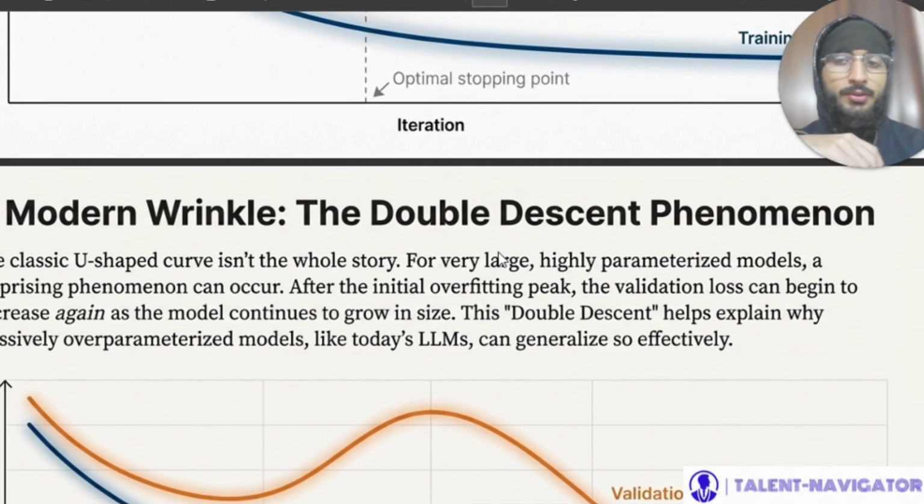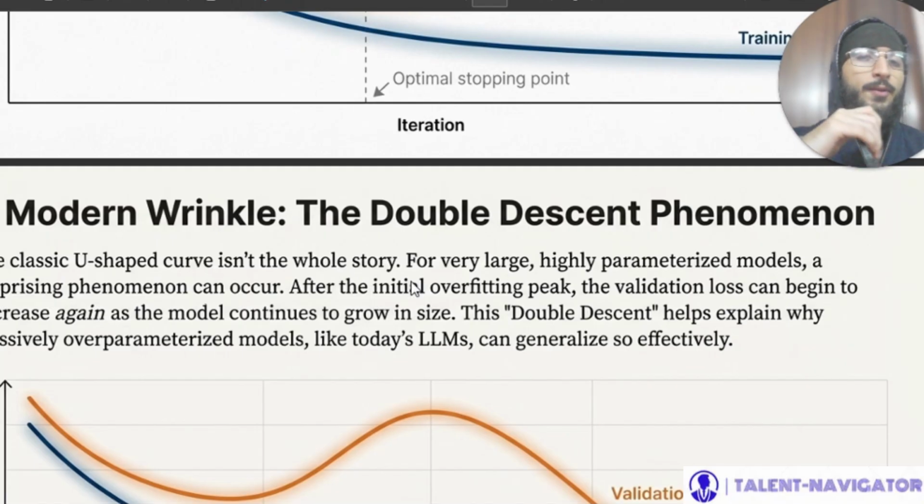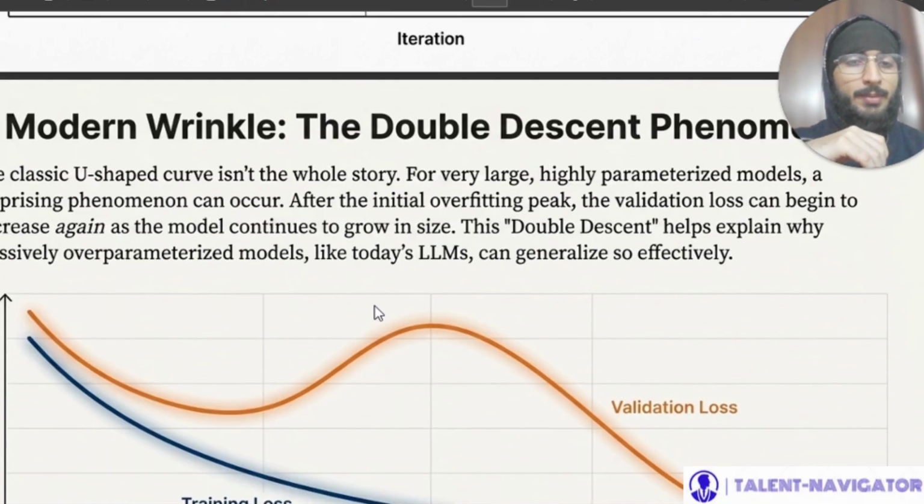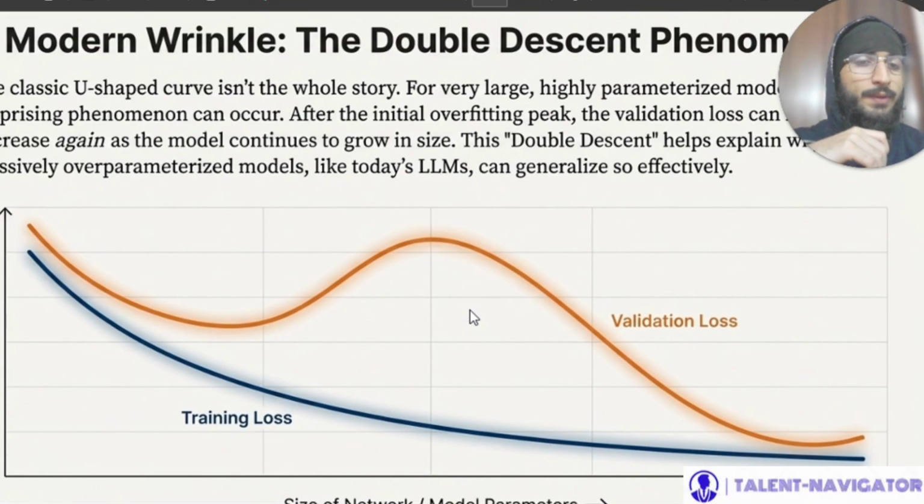Now a modern wrinkle. So the double descent phenomenon. The classic U-shaped curve isn't the whole story. For very large, highly parameterized models, a surprising phenomenon can occur. After the initial overfitting peak, the validation loss can begin to decrease again as the model continues to grow in size. This double descent helps explain why massively overparameterized models like today's LLMs can generalize so effectively.